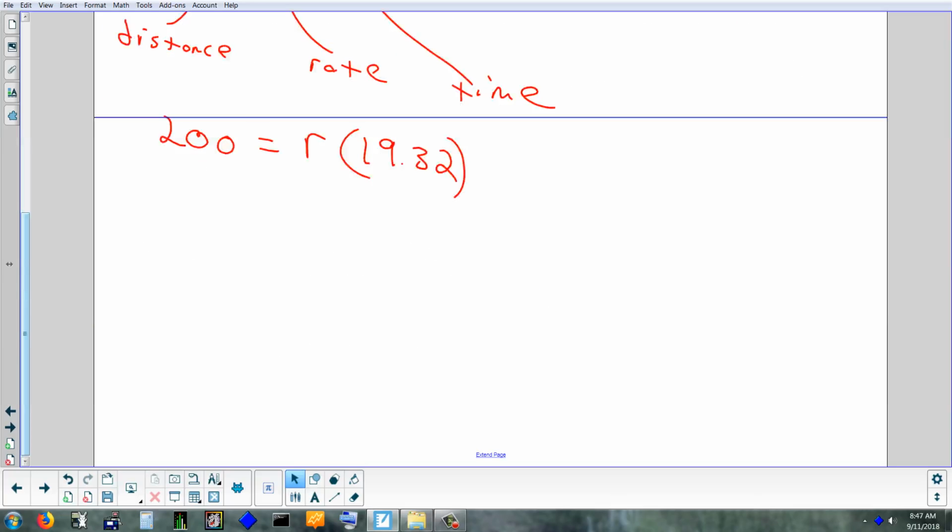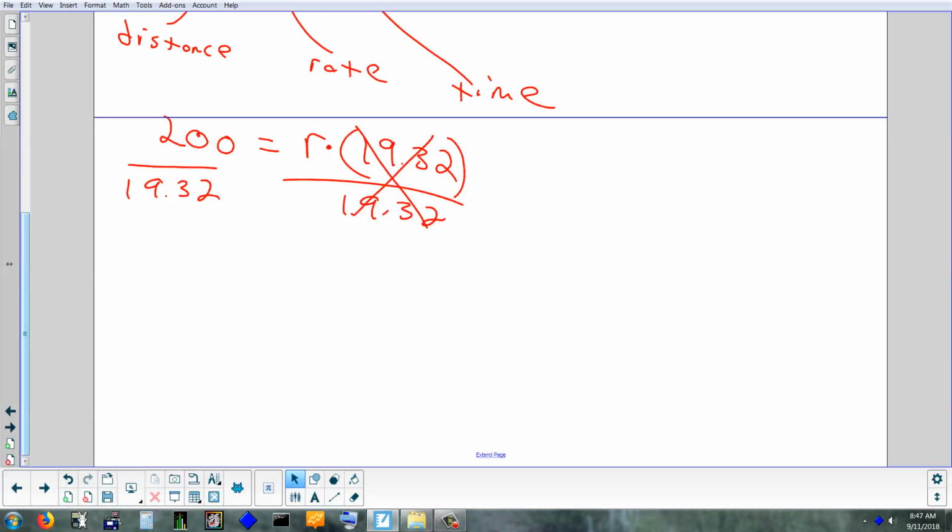Anyone think they can tell me for sure which one? Savannah? Yeah, we're going to divide, because you can think of this as multiplying right here. We're going to divide. And again, something like this, we definitely don't expect you to do 200 divided by 19.32 by hand. So we'll just use our calculator.